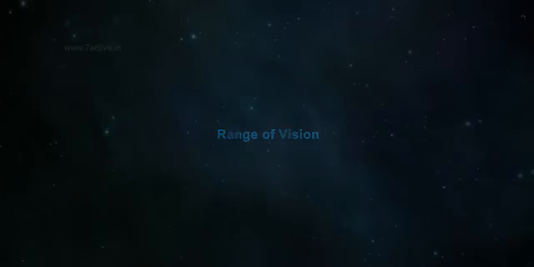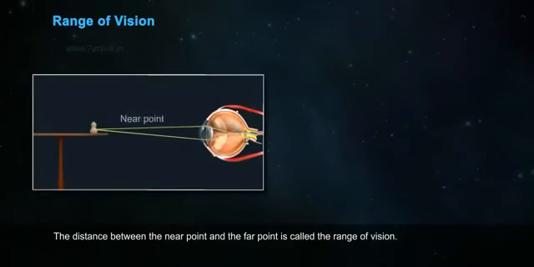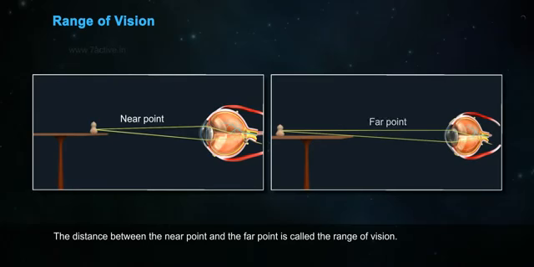Range of vision. The distance between the near point and the far point is called the range of vision.